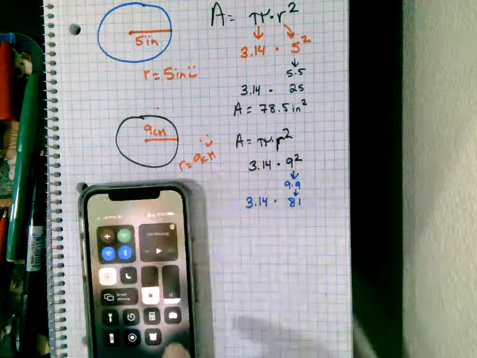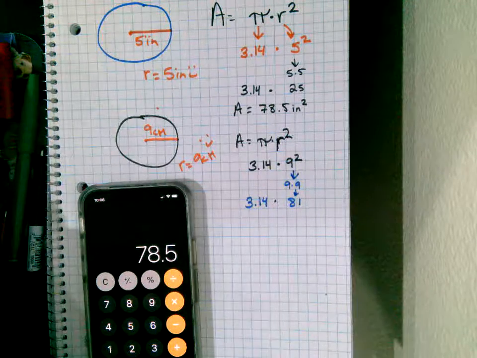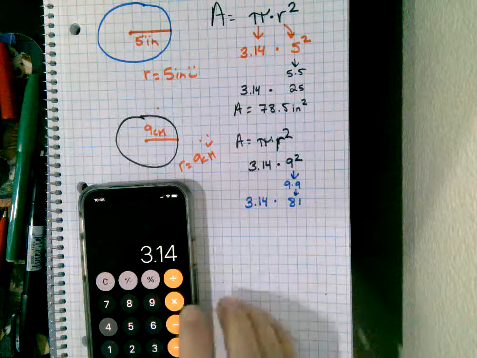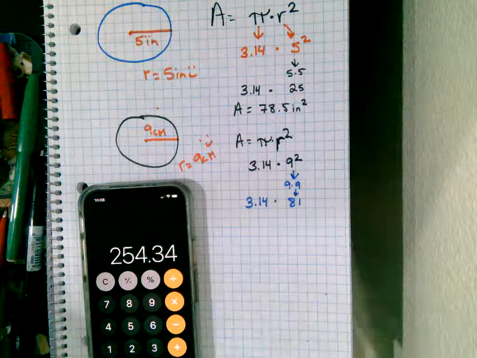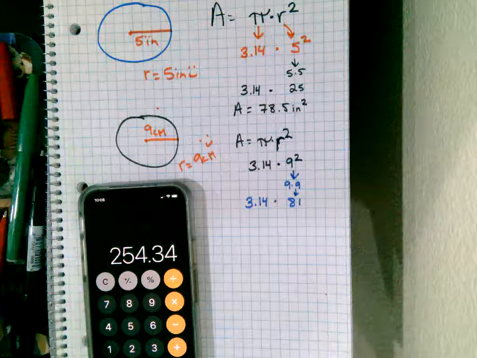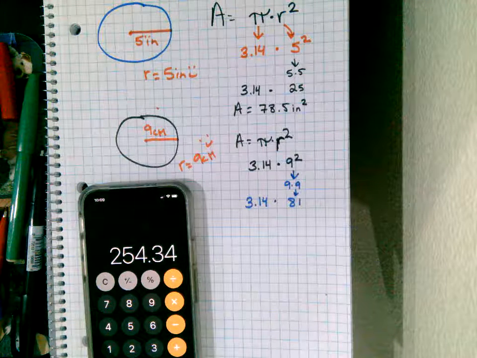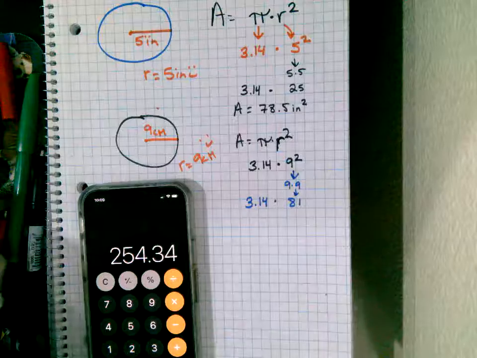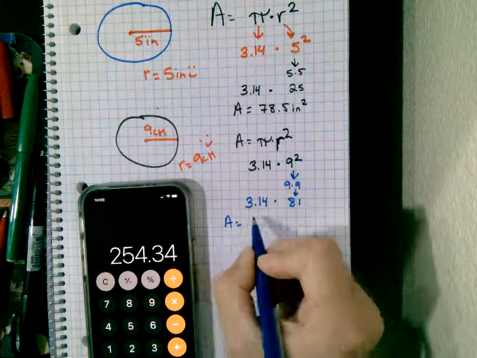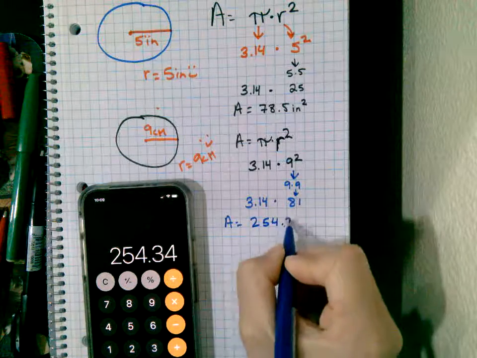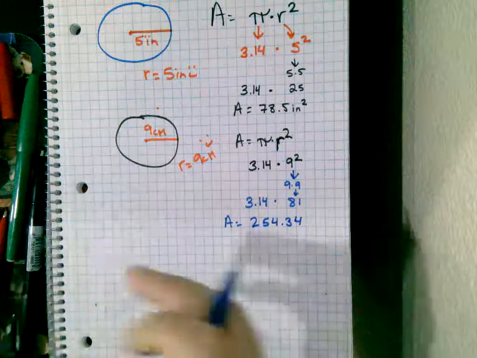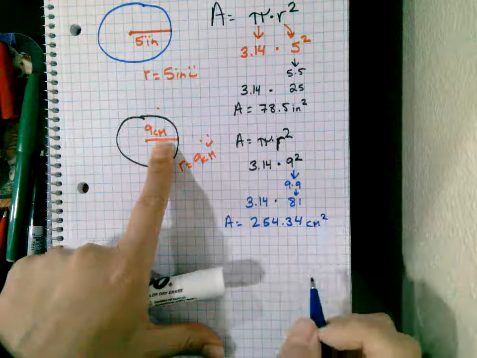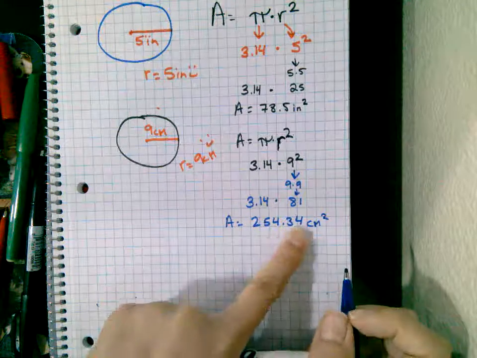Totally use my calculator for that part. 3.14 times 81. So my area is equal to 254.34. You look back at your units, centimeters squared. So my area is 254.34 centimeters squared.